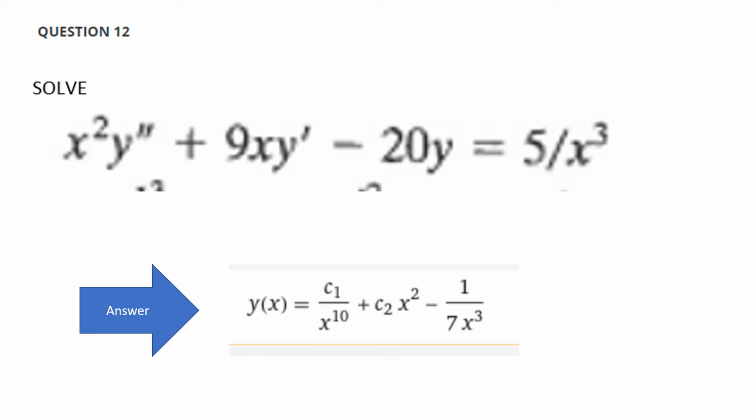Problem number 12 also was a Cauchy-Euler equation, but over here you would have had to use variation of parameters because there's no other way to do this. You should have gotten y of x is equal to c1 over x to the 10 plus c2x squared minus 1 over 7x cubed.